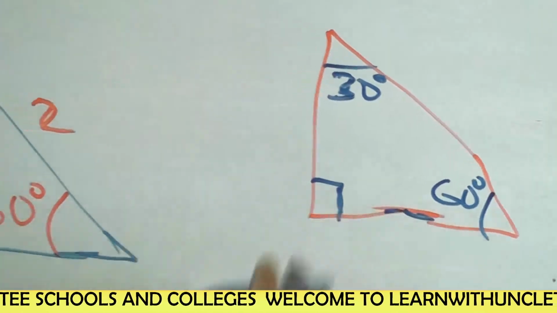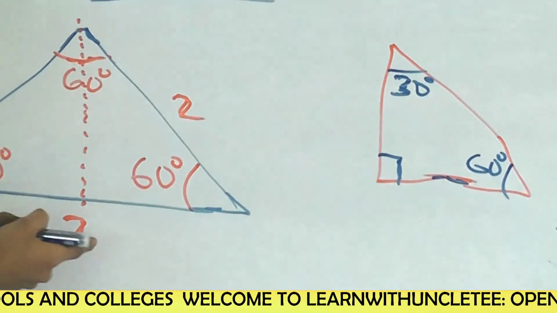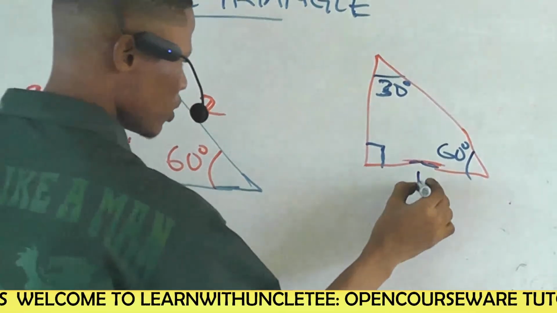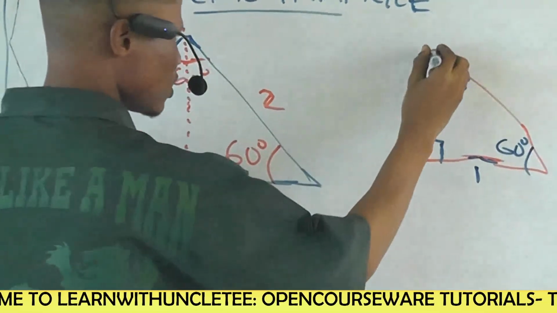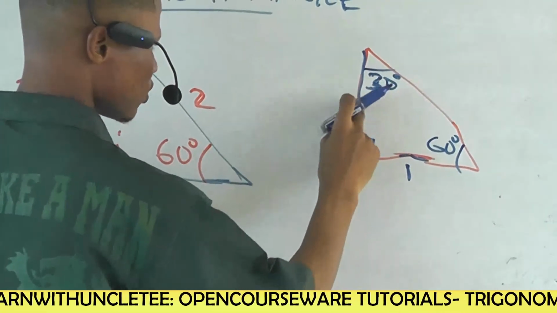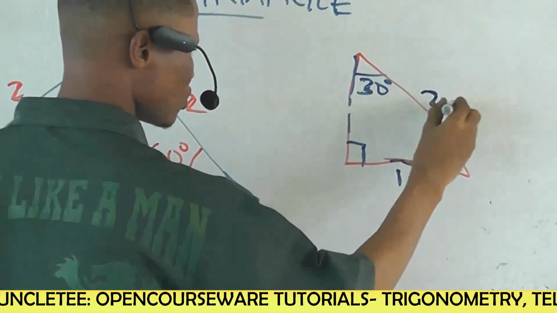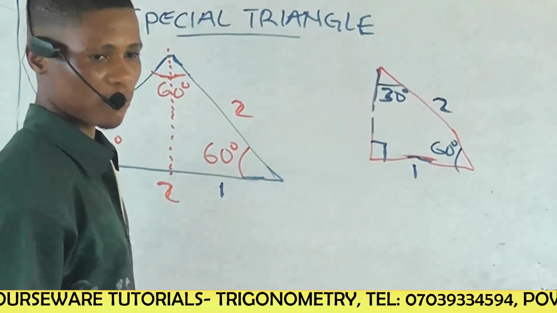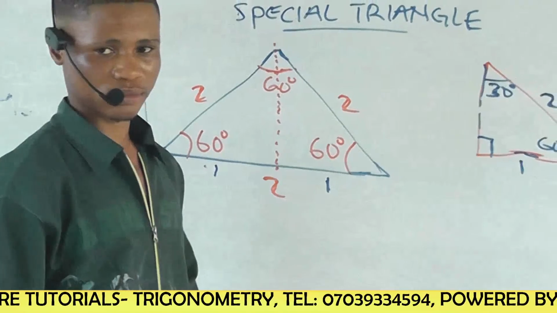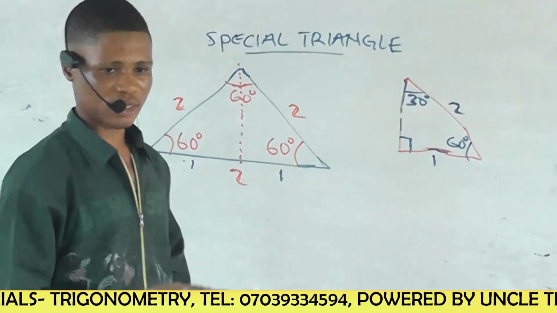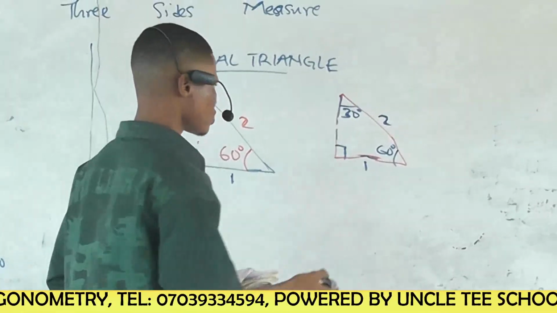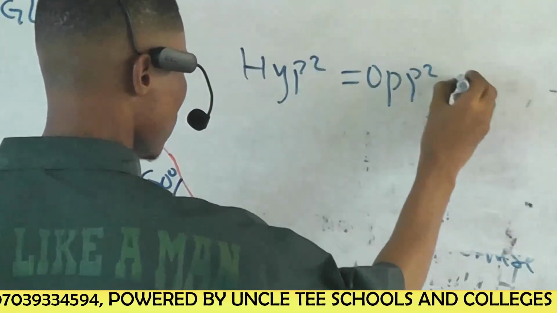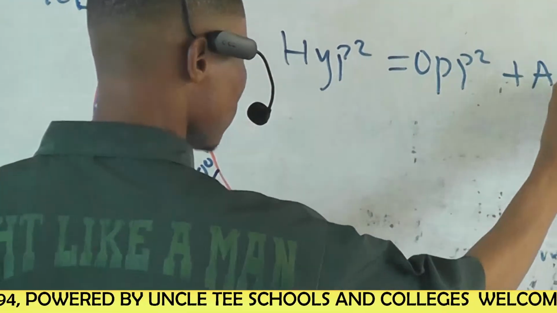Now, for the abscissa, you have what? Once you bisect, you have 1 here, 1 here. So this side will be 1, and this side is the required side we are going to look for. This one is 2. Now, for you to get this side, what are you going to do? You apply Pythagoras theorem. And Pythagoras theorem states that hypotenuse square equal to opposite square plus adjacent square.